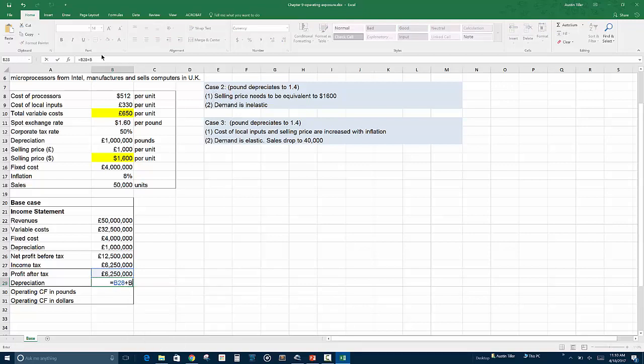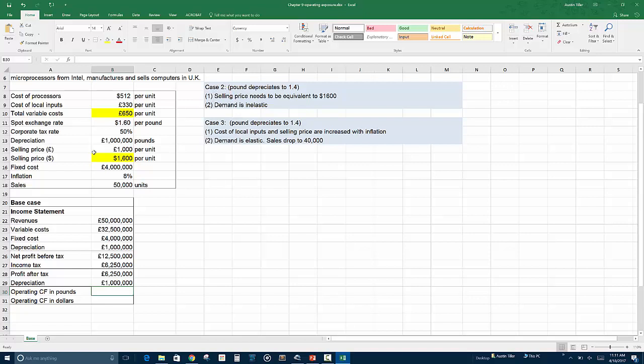Make sure you're just not entering the number. You have to link all the back to the sales. Okay, later we're going to do sensitivity analysis. If we don't link it back to the sales, then it won't work. Alright, sales tax 50%, so B26 times B12, so half of it. The profit after tax, profit before tax minus income tax, £6.25 million. Any questions so far?